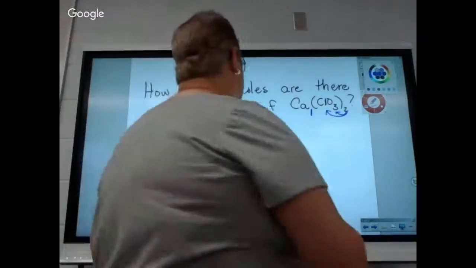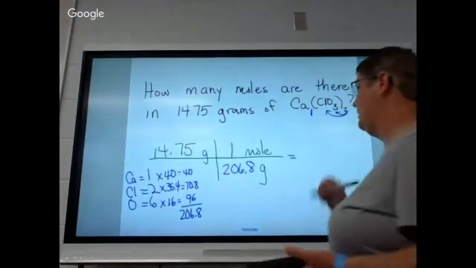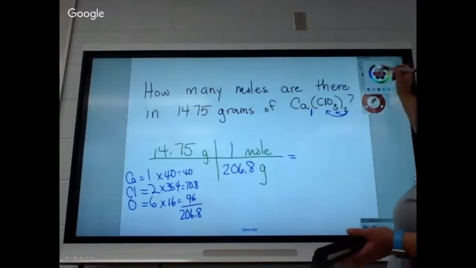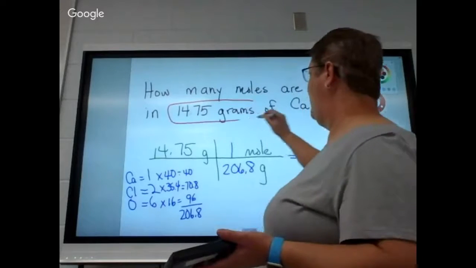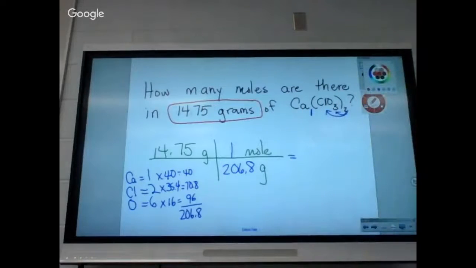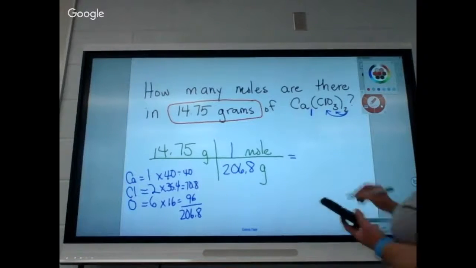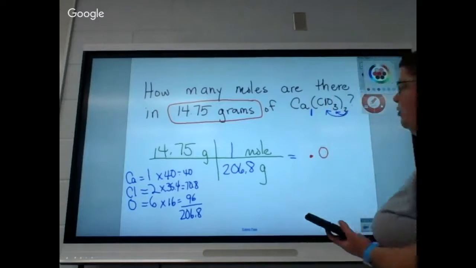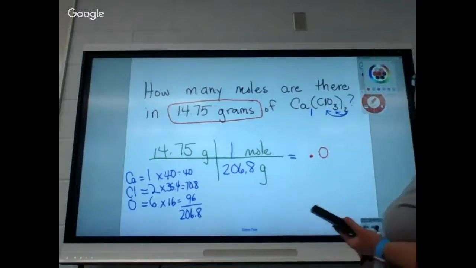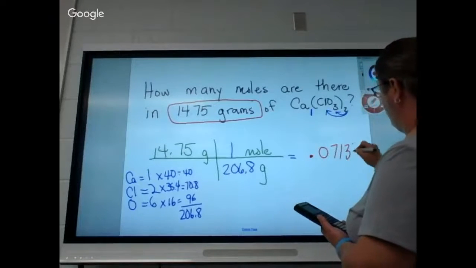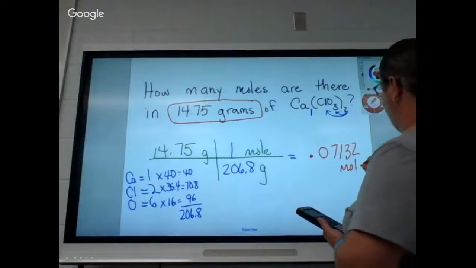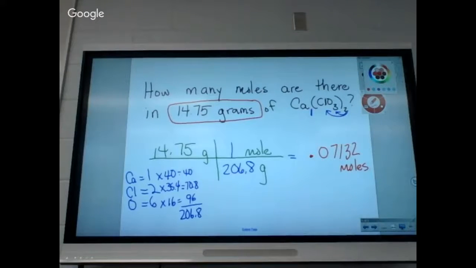Now, this time, do I have to worry about significant digits? Yes. Look at the question. I gave you a number this time. And the number has how many significant digits? 4. So I have significant digits to worry about. So I got an answer of decimal, and this 0 is a placeholder, so it's not significant. So 7132 are my significant digits, and then I'm going to write moles.